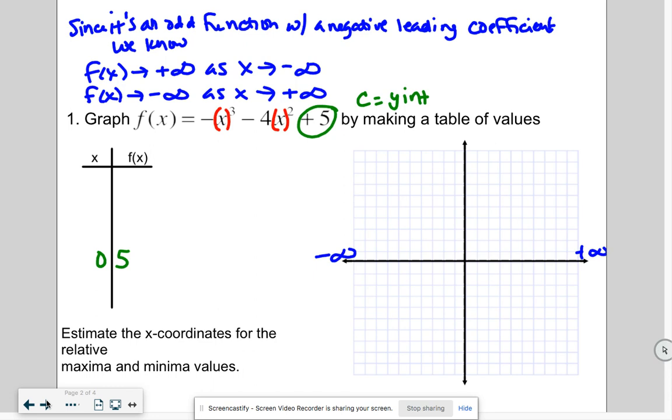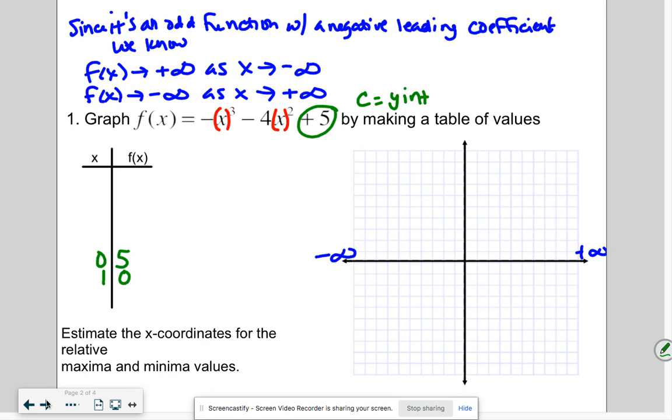So if I substitute in the value of 1 for x, the negative is outside the parentheses, so I put negative, parentheses 1, parentheses cube, minus 4, parentheses 1, parentheses square, plus 5. And that should give you the value of 0, all right? So now, if you notice, that is an x-intercept, which is pretty cool.